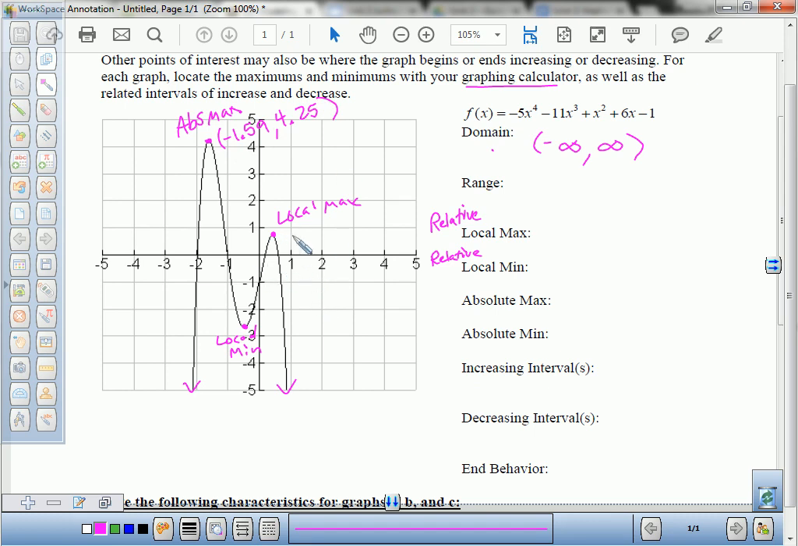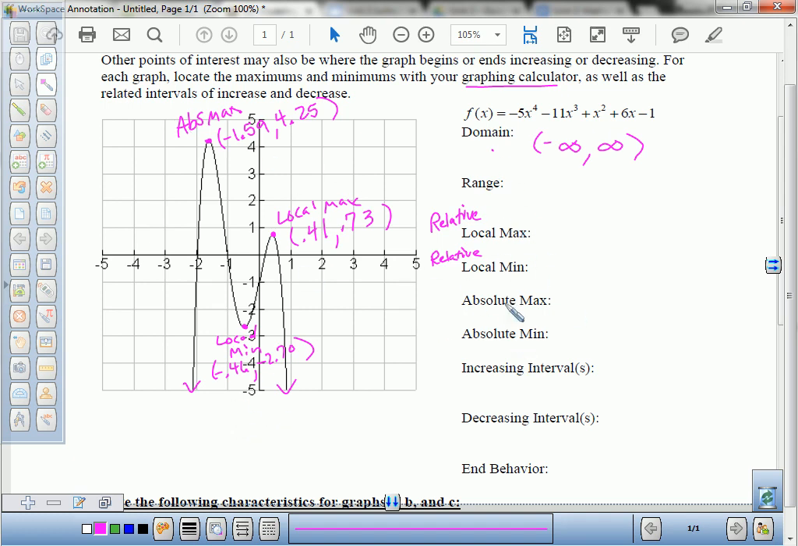Okay, did you find that this local max occurs at the point 0.41, 0.73? And this local min occurs at the point negative 0.46, negative 2.70. When you did this with us in class, you put the y values. You said y equals this. Okay, so these are our points.